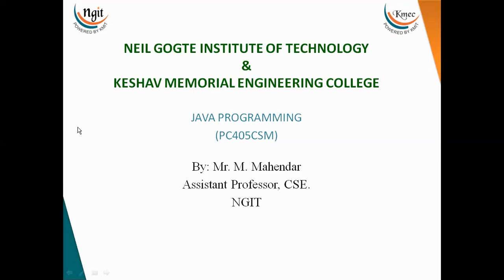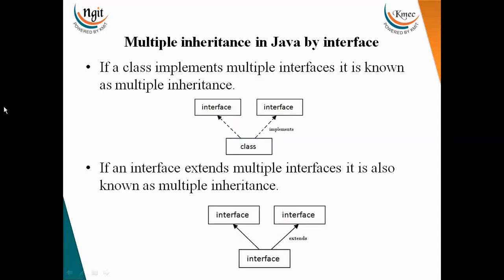Here in this video, we are going to cover how to achieve multiple inheritance through interfaces. That is the point I'm going to cover here, along with an example program. Now, sir, how to achieve it? If a class implements multiple interfaces, then that is known as multiple inheritance. Or if an interface extends multiple interfaces, then that is also known as multiple inheritance.